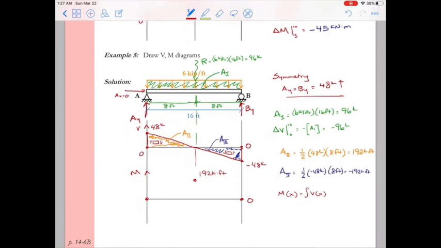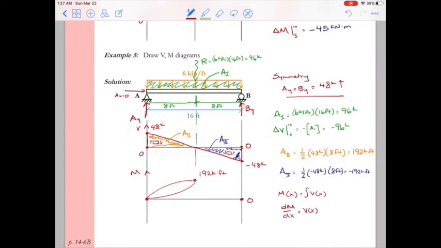I want to recall that M of x is the integral of the shear. The shear is linear, so the moment diagram has to be quadratic. And so I need to put in a parabola. Now, my quadratic function can either be concave up or concave down, so I have to make a decision right now as to which it is.